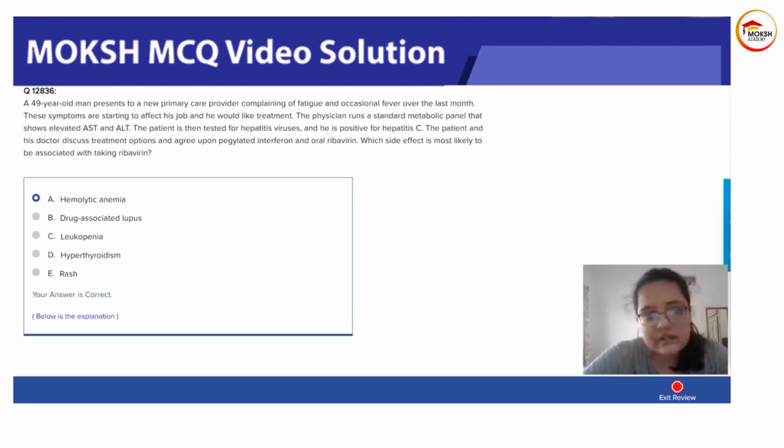Ribavirin can cause hemolytic anemia. It usually gets concentrated in your RBCs and it will cause hemolysis, and that will be kind of an intravascular hemolysis, and it can also cause a component of extravascular too.